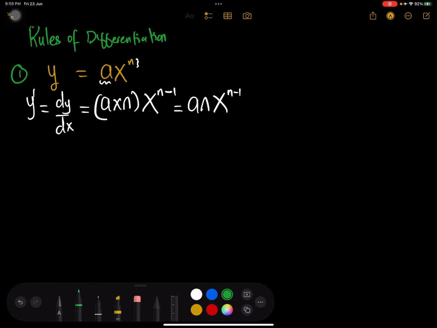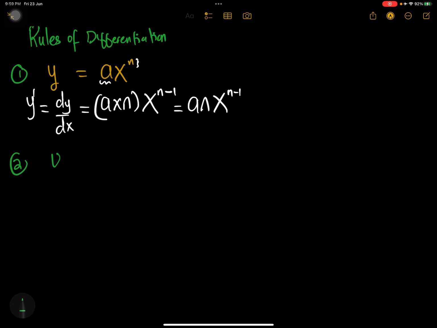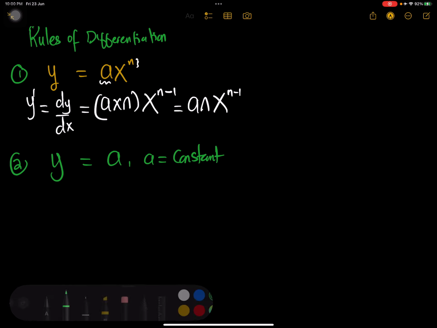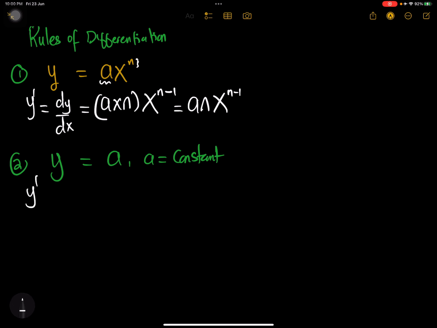The second rule has that if y is equal to a, where a is a constant, it can be 2, it can be 3, it can be square root of 5, just a constant without any variable, then when we take the y prime, or differentiate that constant with respect to x, it's going to give us 0. It's one of the rules. I hope you're seeing where we are getting at.